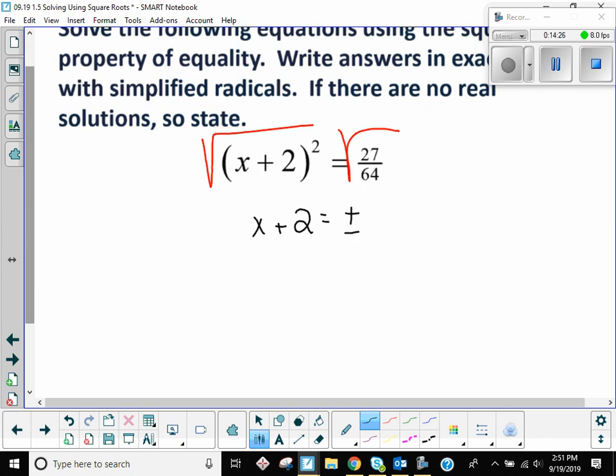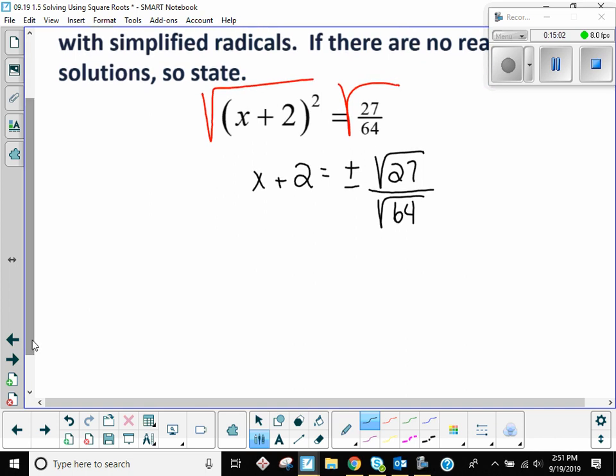And what did we talk about last week? How do you handle square roots that's a fraction? What do you remember? You make two different ones, right? You make a radical for the numerator and a radical for the denominator. And you simplify them separately. Which one is a perfect square? 64. So what is that going to be on the bottom? 8, okay.